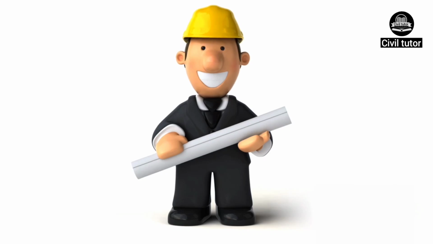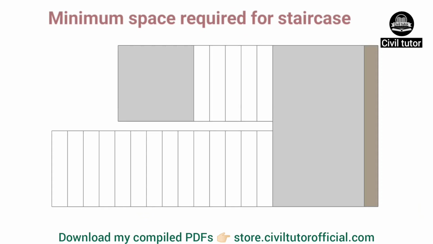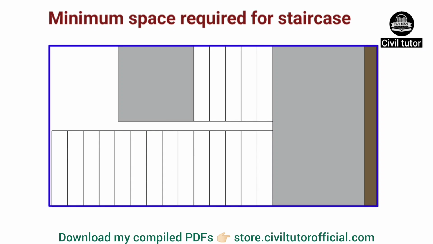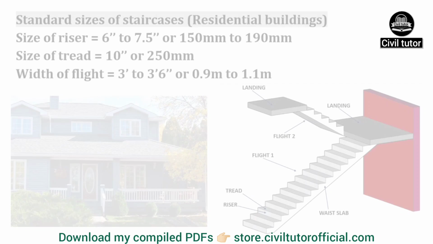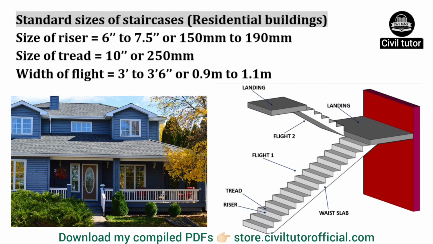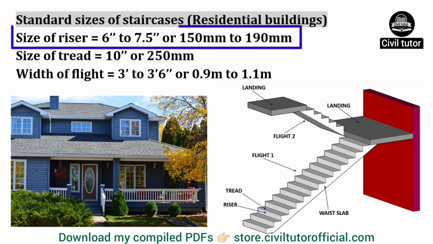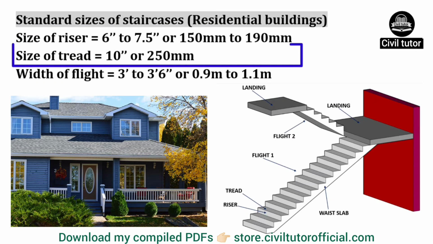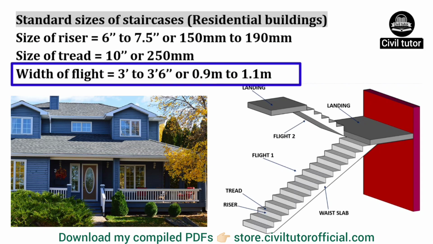In this lecture, I am going to discuss how to decide the minimum space required for a staircase. If we need to design a staircase for a residential building, the minimum size of the riser should be kept 6 to 7.5 inches or simply 150 to 190 mm with a minimum tread size of 10 inches or 250 mm, and the minimum width of the flight to be kept between 3 feet to 3.5 feet or 0.9 meter to 1.1 meter.